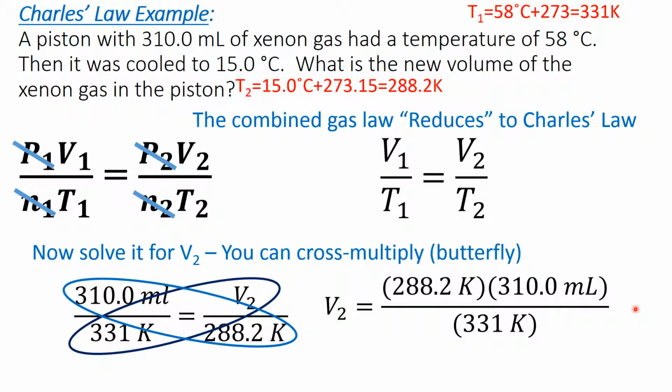If you notice, there are a couple of units that cancel, and that's Kelvin here on top and Kelvin on the bottom. It leaves us with the volume of milliliters, so that's the units for our answer, and the answer is 269.9 milliliters.